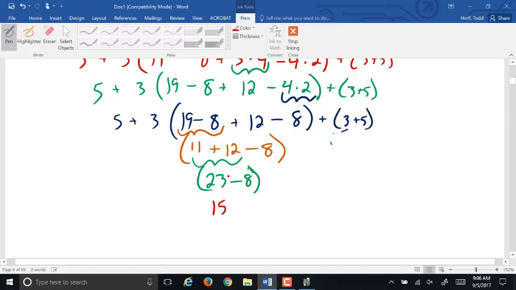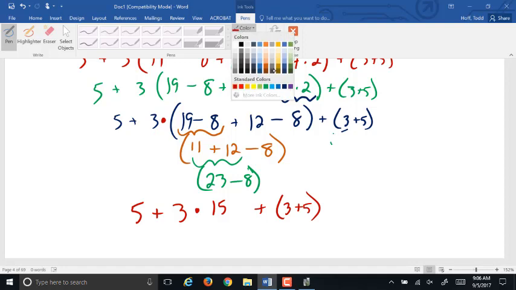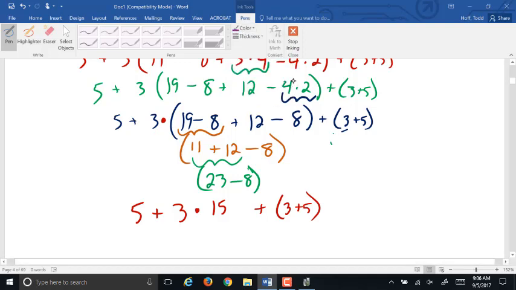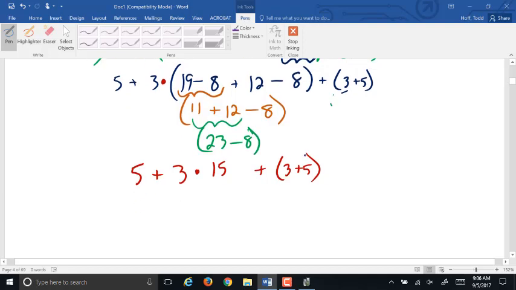We've reduced the parentheses to a single number, so we don't need the parentheses anymore. I'm going to rewrite the rest of the problem. Now there's something weird here with that 3 right in front of the 15. What do we have to do there? We're going to put in multiplication. Anytime there's a number outside the parentheses without an operation between them, it's implied to be multiplication at the beginning or the end of the parentheses. So now we're done with that set of parentheses. Any other enclosing symbols? Yes, over here. 3 plus 5 is 8.